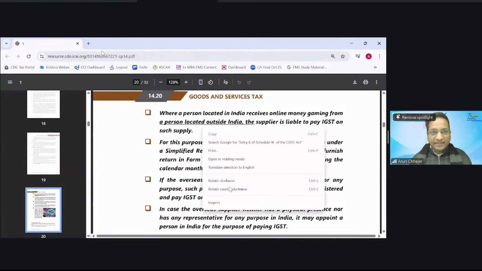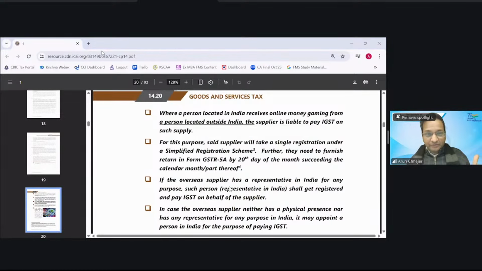Now it is clear. एक बार confirm कर दीजिए. Is it clear? This point which I have told you, मतलब correct ना?